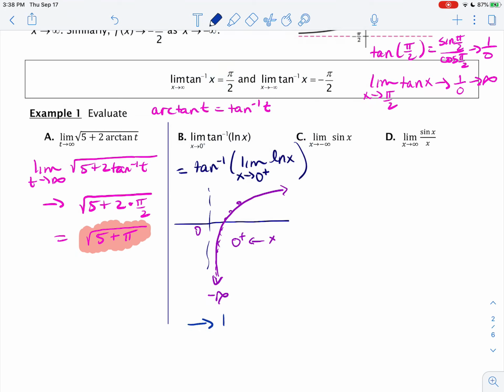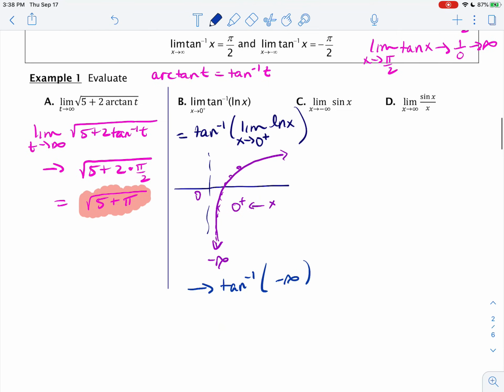So our calculation then is going to go to the inverse tangent of negative infinity, and that's going to approach negative pi over 2.